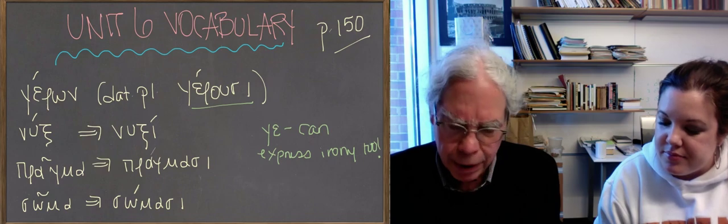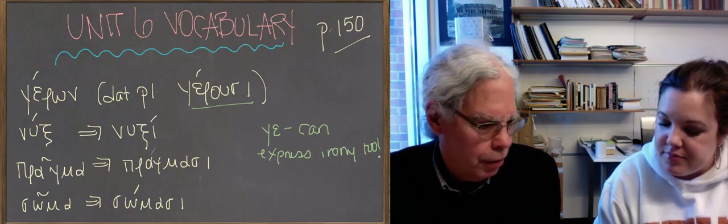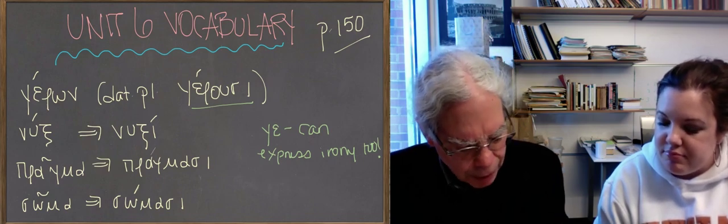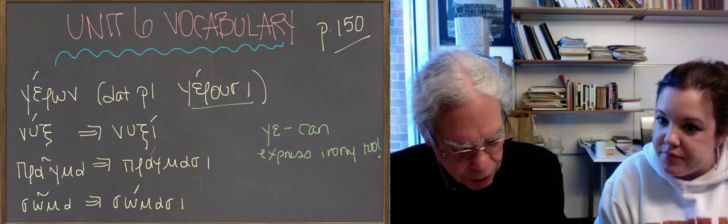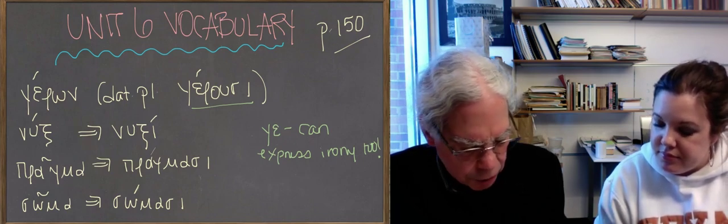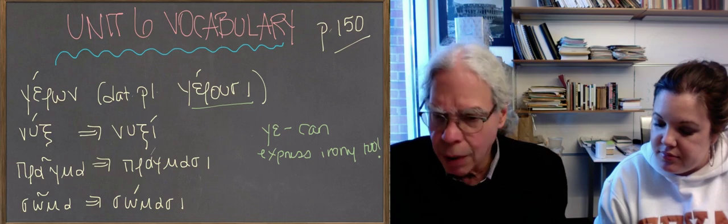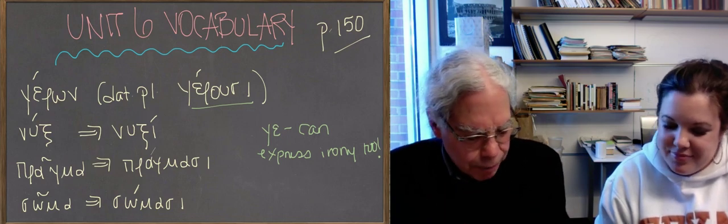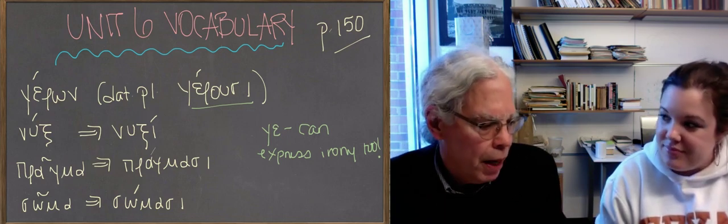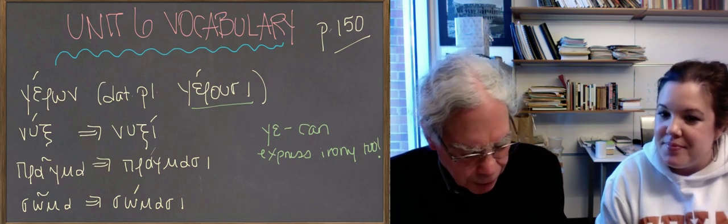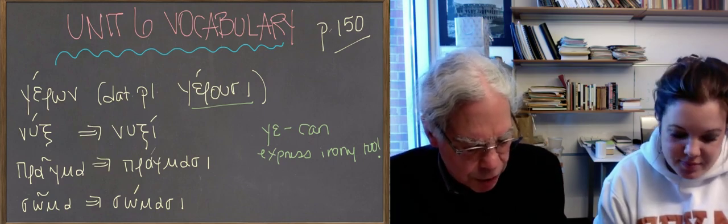There's palaios, palaia, palaion, an adjective of three genders that means old, ancient, or aged. We have it in paleography and paleolithic and all those words. Pragma, pragmatos, which means a deed, an affair, or a thing. It also means trouble sometimes, ta pragmata. We have English words like pragmatic that come from it.